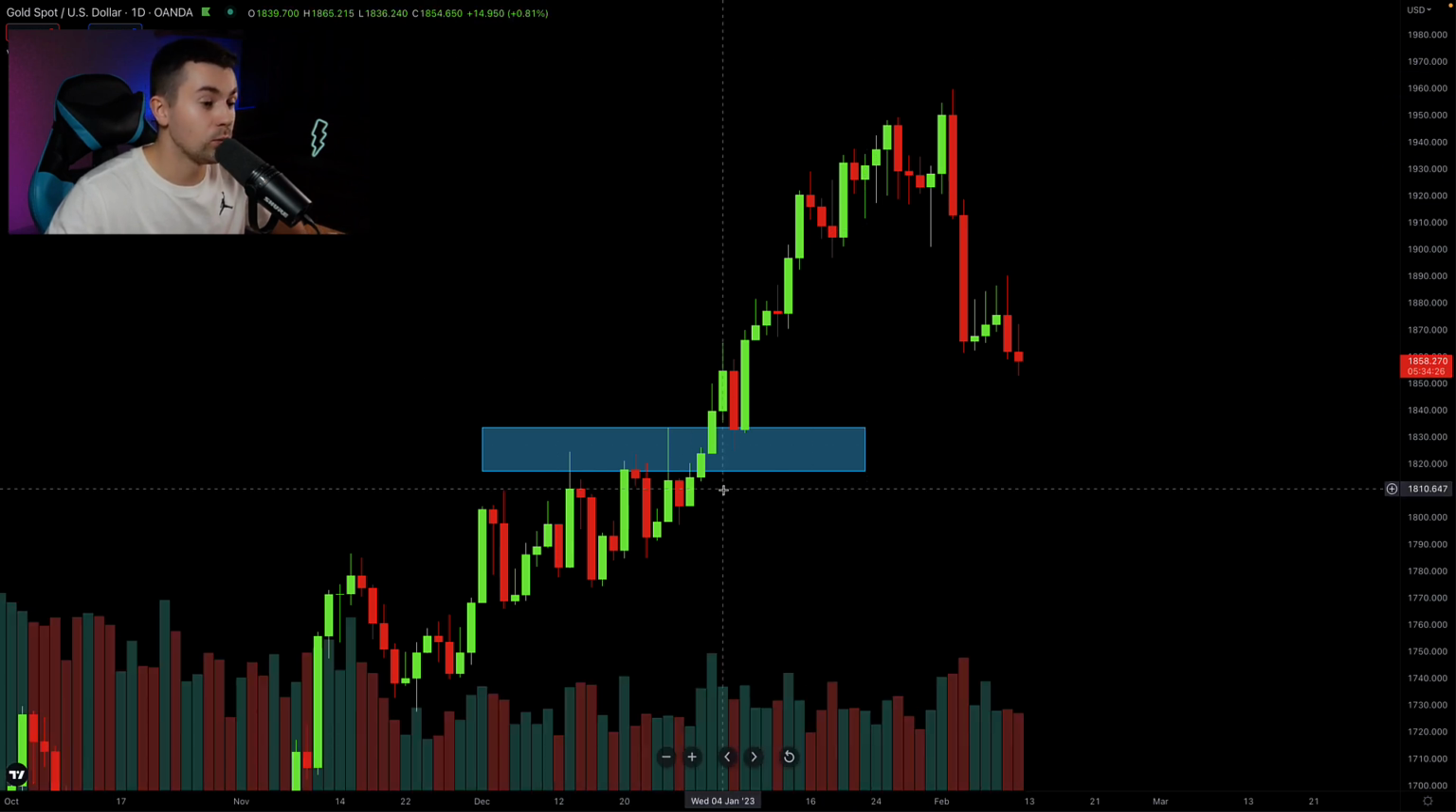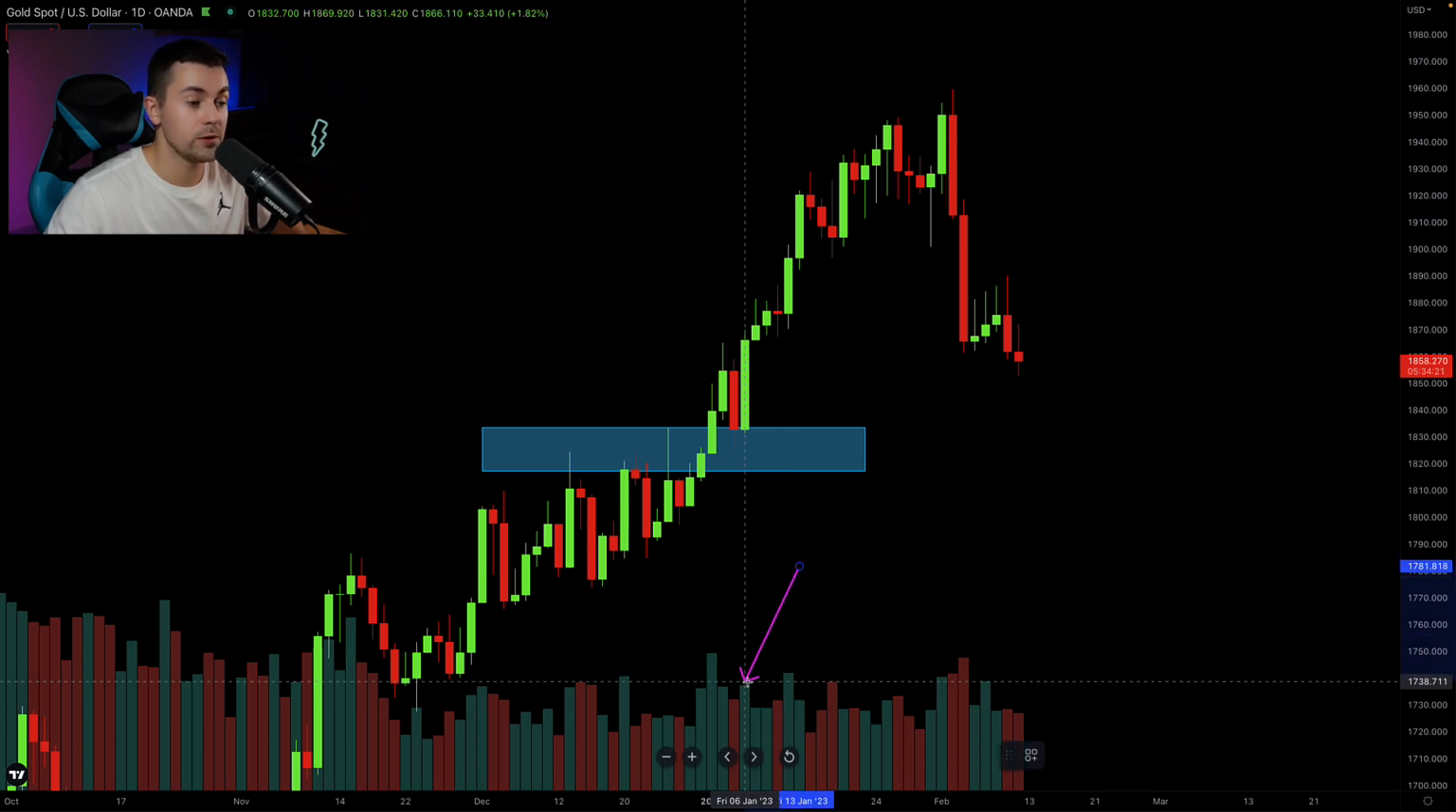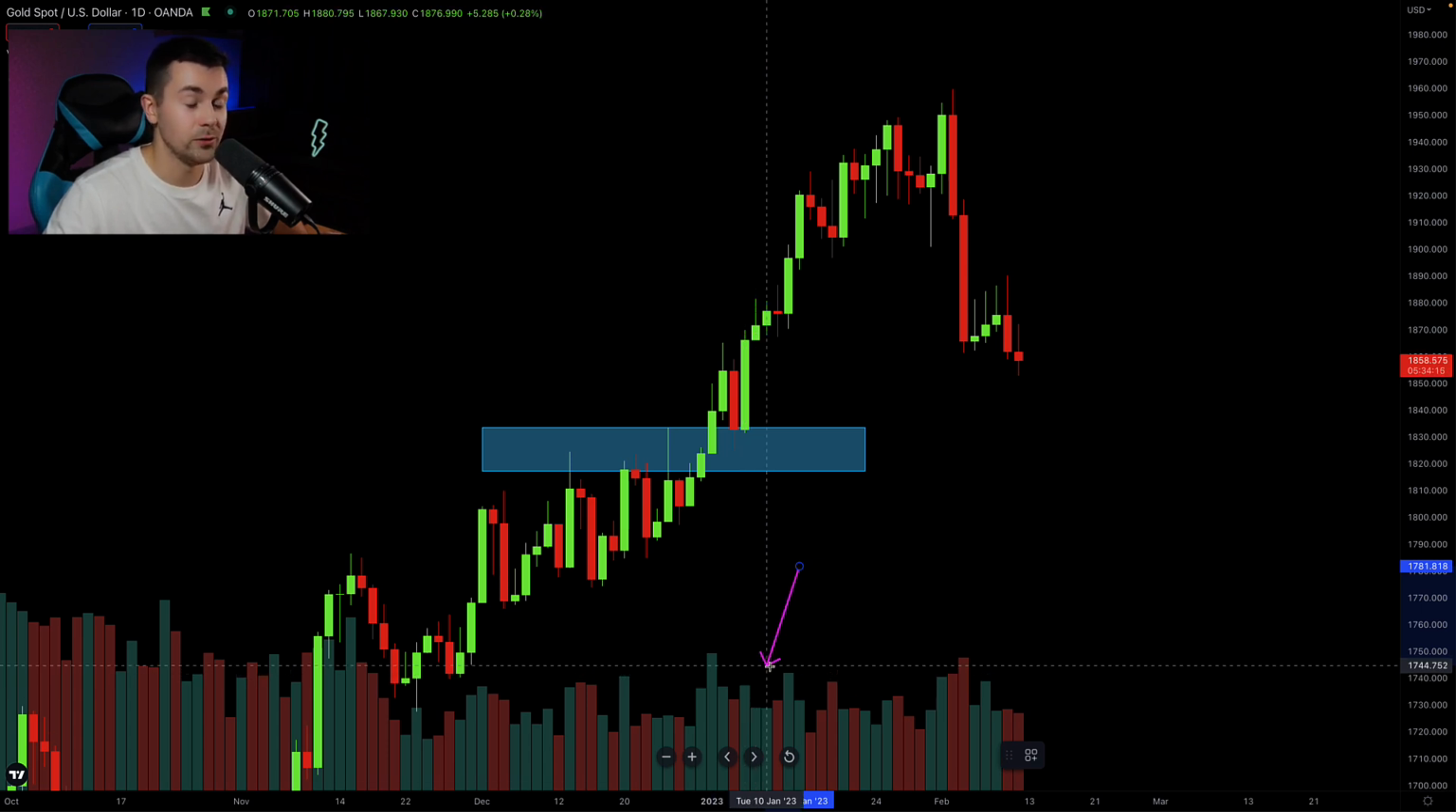Now let's check the volumes. Watching the volumes, traders, you can see that also right here we got a volume spike. That is a very important extra clue.